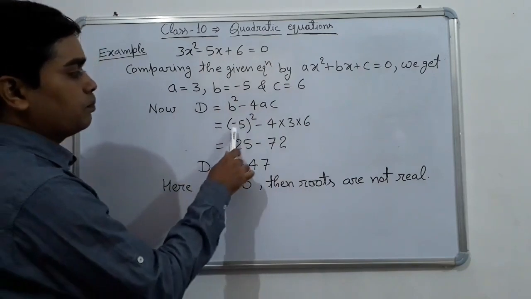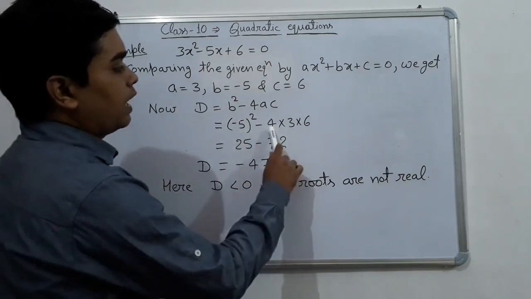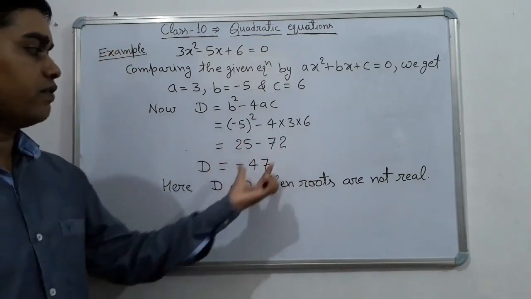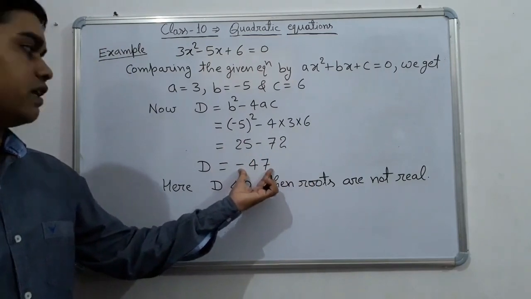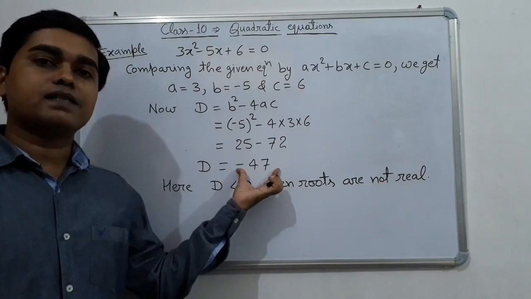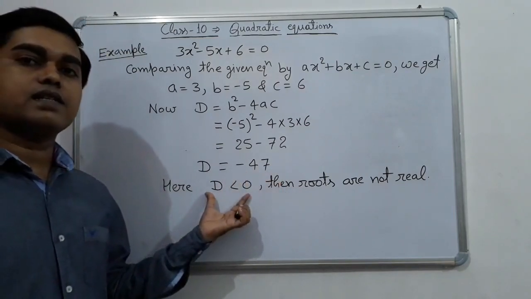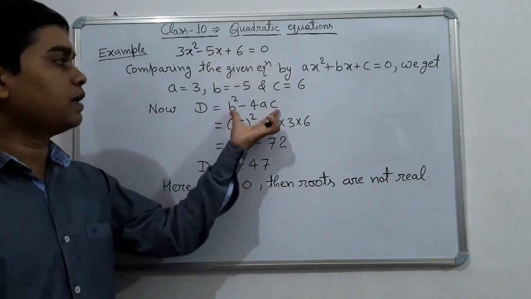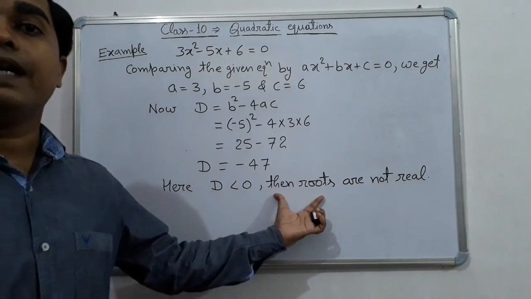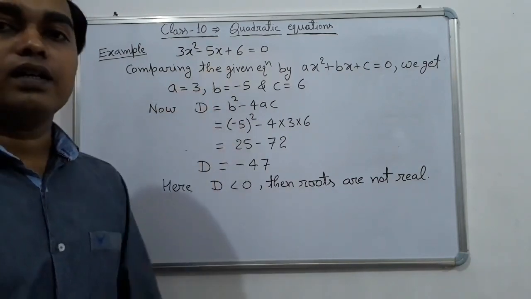So here b is minus 5, a is 3 and c is 6. Now solve it. Minus 5 square means 25 and 4 into 3 into 6 is 72. So 25 minus 72 you will get minus 47. Now see here. Answer is coming with minus sign, means this is negative. So negative means here D is less than 0, means value of b square minus 4ac is less than 0. Then roots will be imaginary. So it means here nature of the roots are not real.